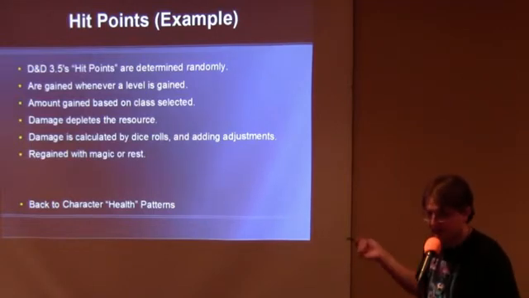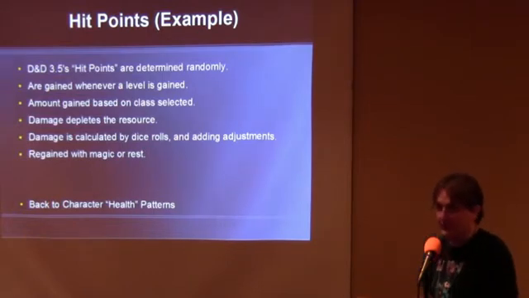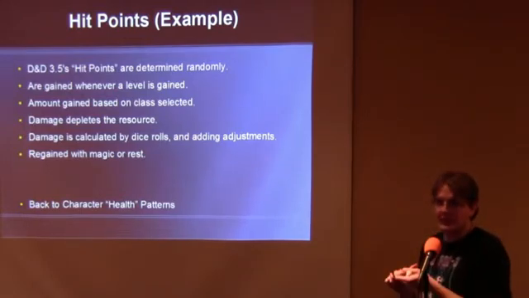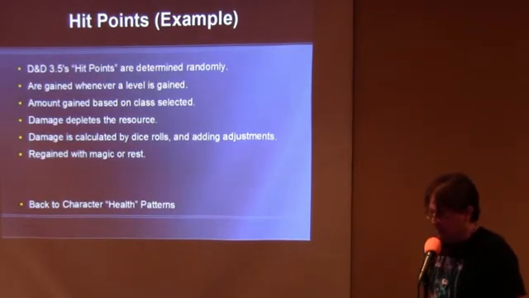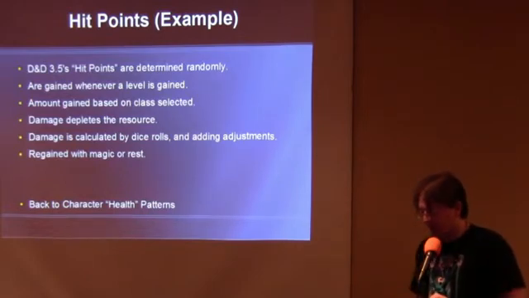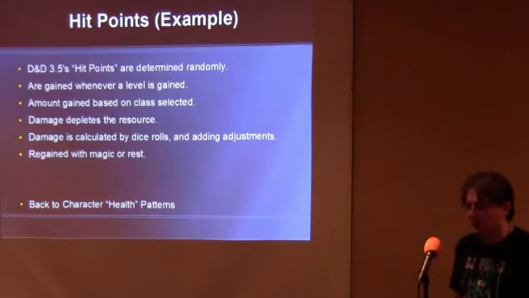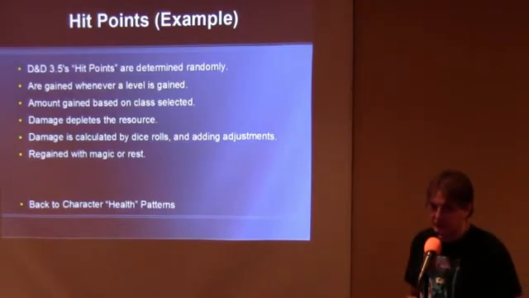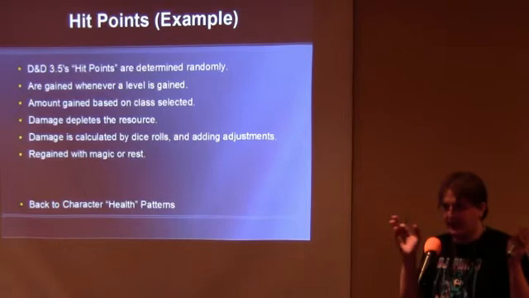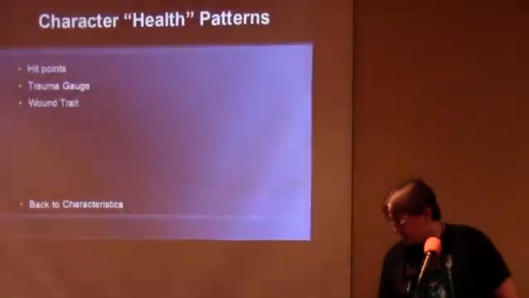Okay, hit points are, for example, in D&D 3.5. Just to show you how they work, as you already know, they're determined randomly. They're gained whenever a character level is gained, so they're tied in with the character level. The amount of gain is based on the class you select. Damage depletes this resource. Damage is calculated by dice rolls, and you add adjustments. It's usually regained with magic or rest. Those are some of the things you need to address when you use this: how are they regained, and how is it depleted, aka damage?